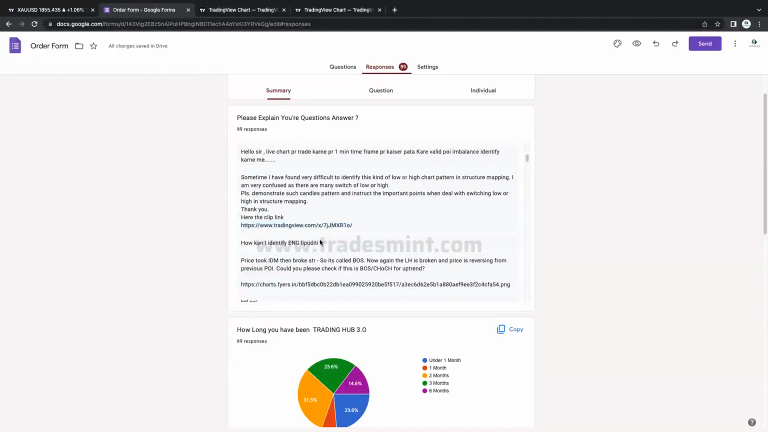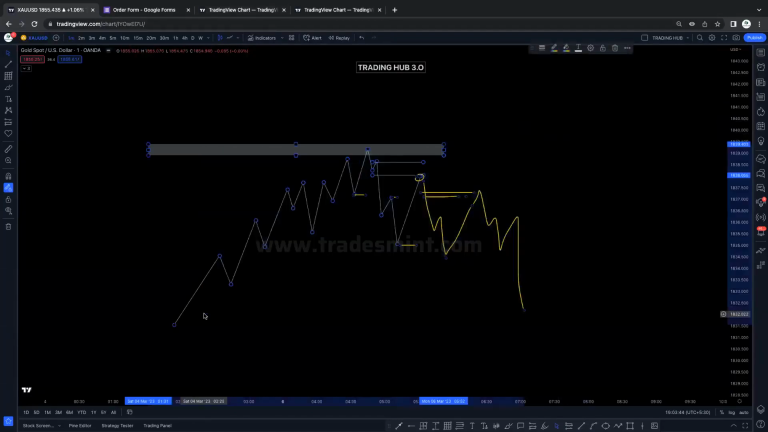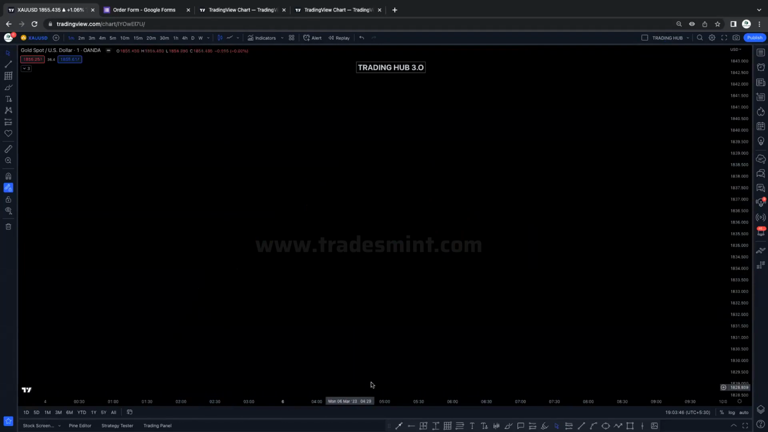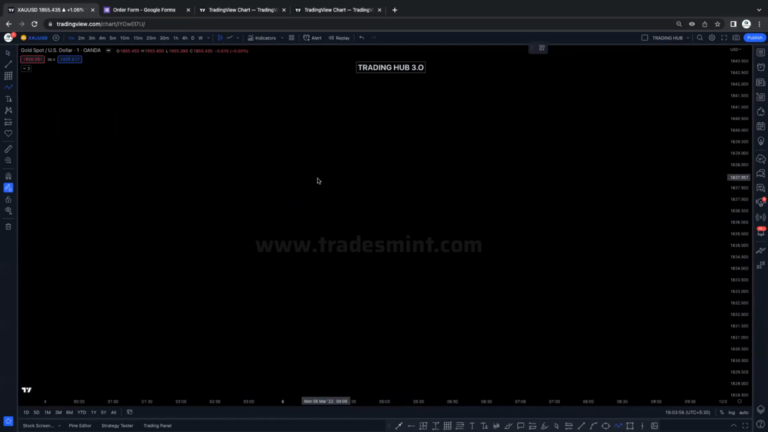How can I identify the initial liquidity? Initial liquidity is very simple. Initial liquidity means, I mentioned in an ebook, I think, but this is not. Let me show you exactly so you can understand. Actually, this is not a big thing.